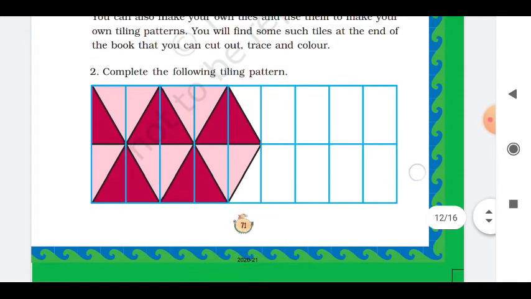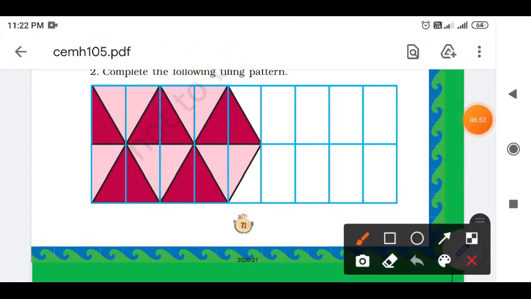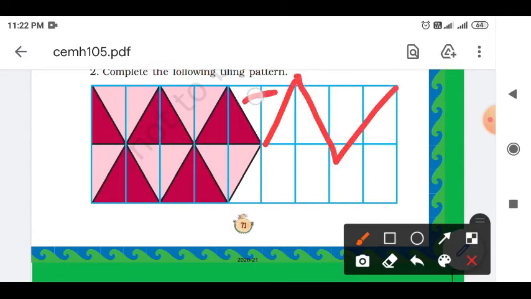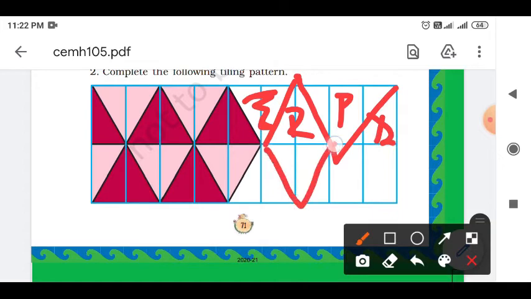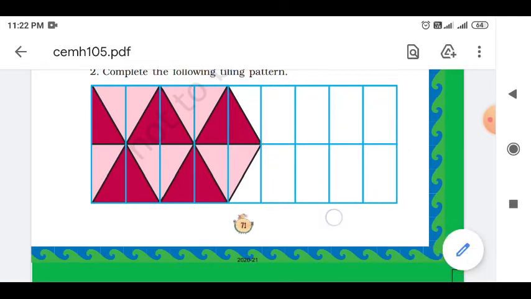Complete the following tiling pattern. See, they are given the tiling pattern. One is colored with red and another one is light pink. So like that you have to draw this and you have to complete this. See, like this you have to draw one. This one you have to color with pink, and this is red, pink, red, like that only. Down also you have to do it. Okay, so like this you draw it and you can color it.